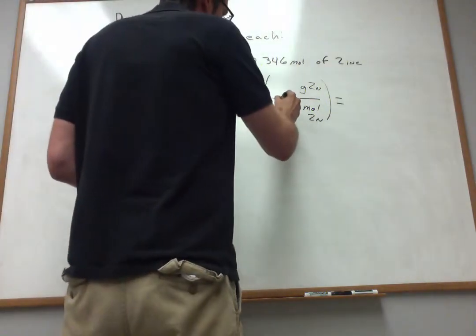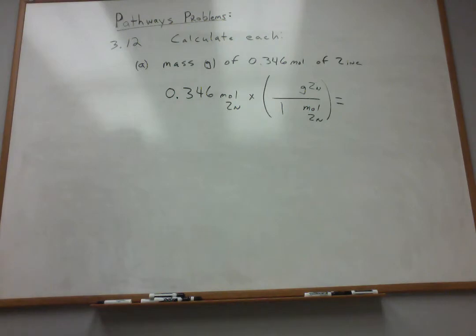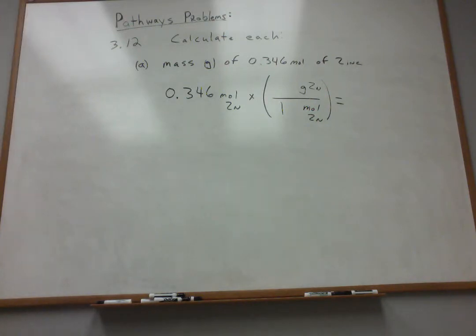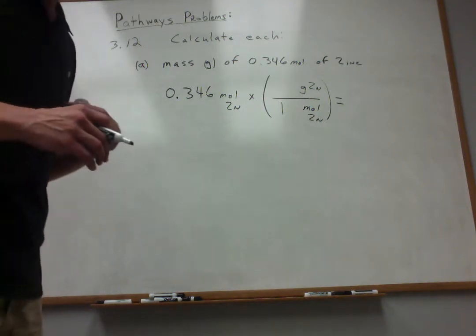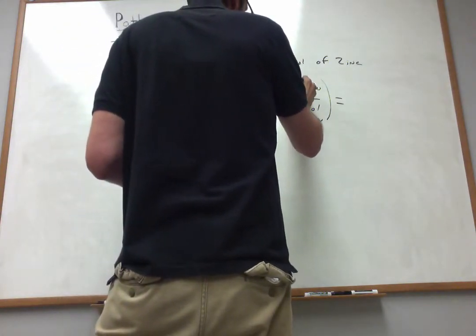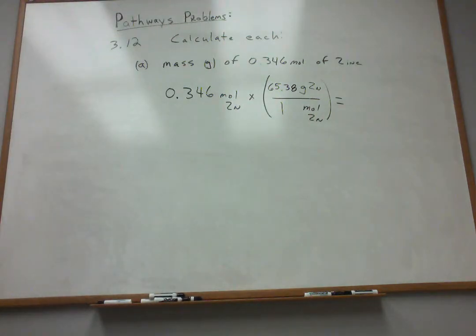Let me ask you this. If I asked you what is the mass of 1 mole of zinc, what would you say and how could you figure that out? Hopefully, by this point, you would know that the atomic mass listed in the periodic table for the element zinc corresponds to the mass of 1 mole of zinc atoms in grams. That number, for zinc, atomic number 30, is 65.38 grams per 1 mole of zinc.